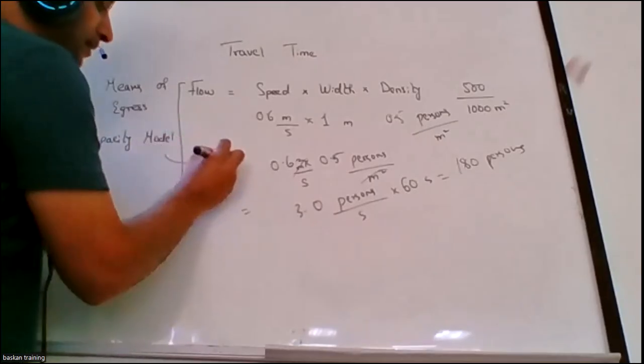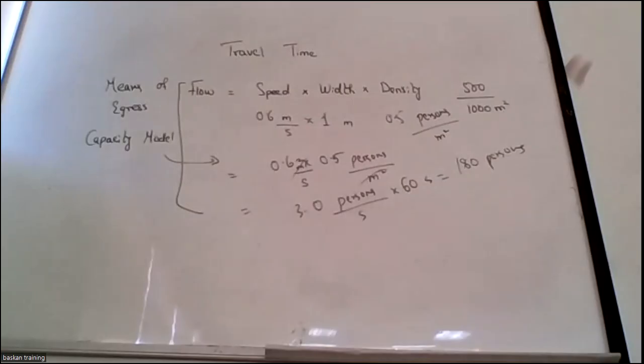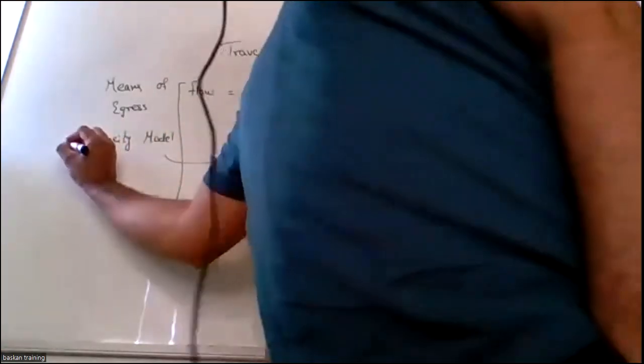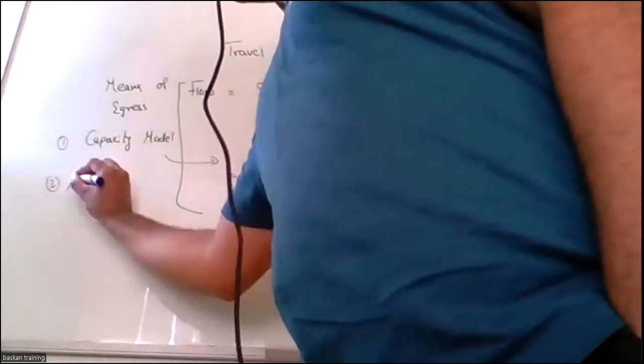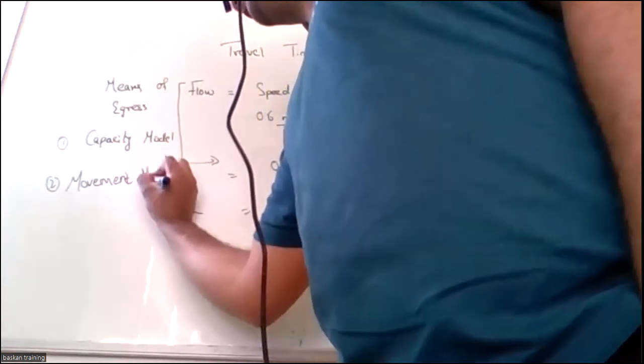This also defines the capacity model. Flow is equal to speed into width into density. That is the capacity model. The second type of model is the movement model. We will discuss that. What is the movement model?